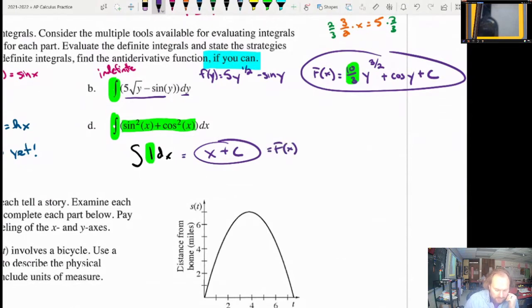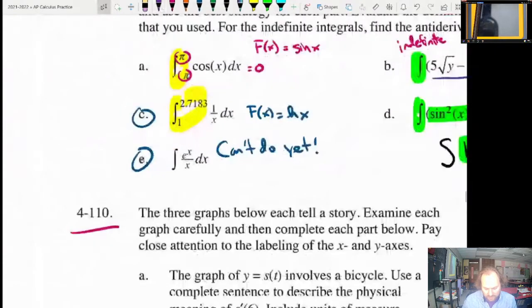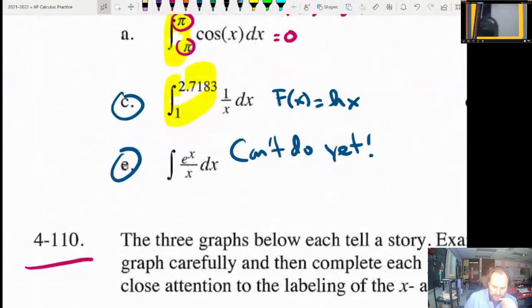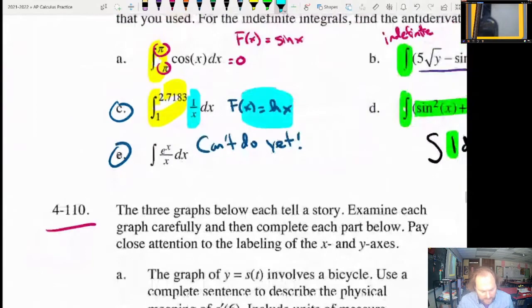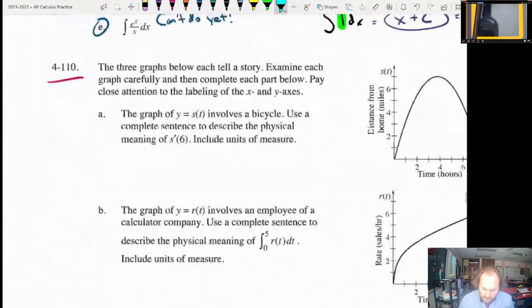We will shortly learn how to do antiderivatives of more complex functions. This one up here, question D, is just a memorization one. We just haven't learned that fact yet. And question E is going to require some more advanced integration methods, but for right now, we'll leave those ones alone. Let's look at 110, though.